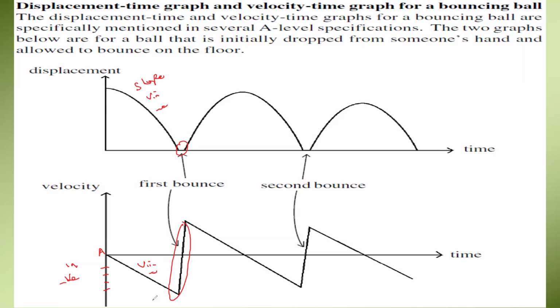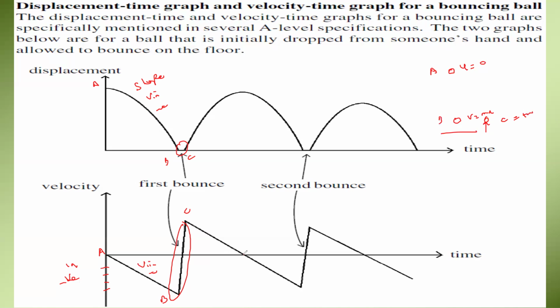Now, this is A, B, C. So A is when it is dropped with the initial velocity of 0. You can see A. B is just before it hits the ground, where it will have the maximum velocity. And C is when it starts to rise. After hitting the ground, it starts to rise. So it will be going up. For example, going up, we took a positive velocity. That's why C is a positive value.